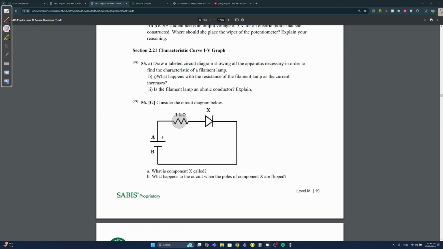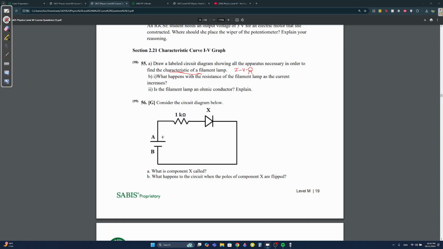Draw a labeled circuit diagram showing all the apparatus necessary to find the characteristic of a filament lamp. If you remember the characteristics of the IV graphs, they're all in my notes, which again I suggest you read over or watch the video. But the characteristic for the filament lamp is that as it moves up, there's less current, there's more resistance, and as it goes down, there's less resistance. So whenever you're checking the characteristic, you're talking about the I, V, and R.